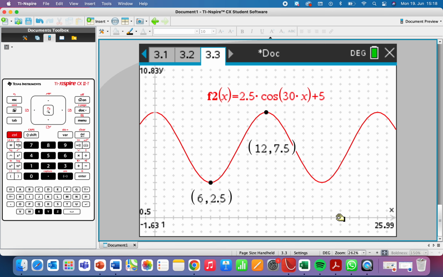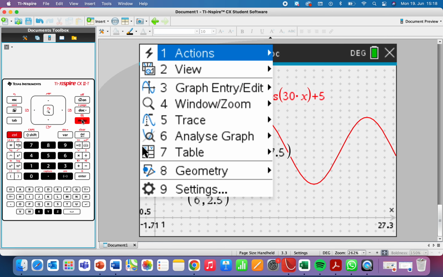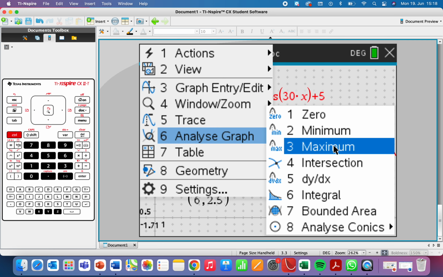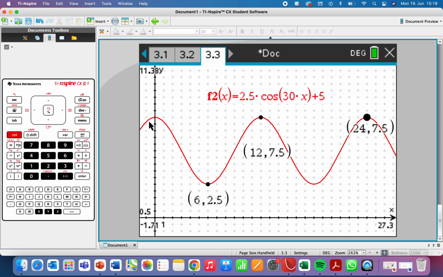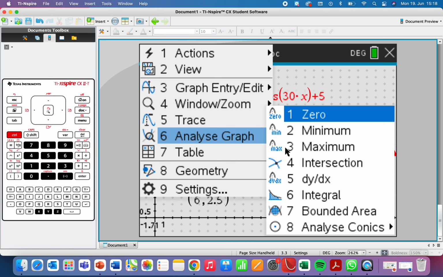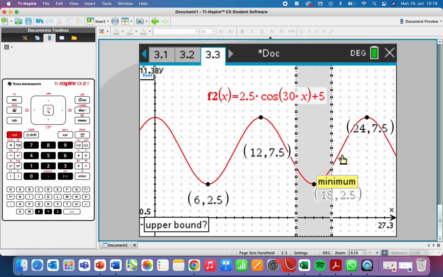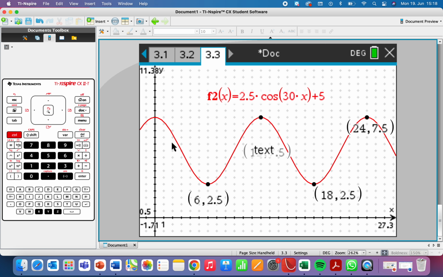If I just grab this and make it a bit smaller, watch if we put all the maximums on, menu, analyze graph, maximum, and menu, analyze graph, minimum. You can see the pattern, right? It's every 6 hours, right? From maximum to maximum, and from minimum to minimum, it's got a 12 hour time period as well. So it does a full cycle of the graph in 12 hours, and then a full cycle of the graph again in 12 hours.